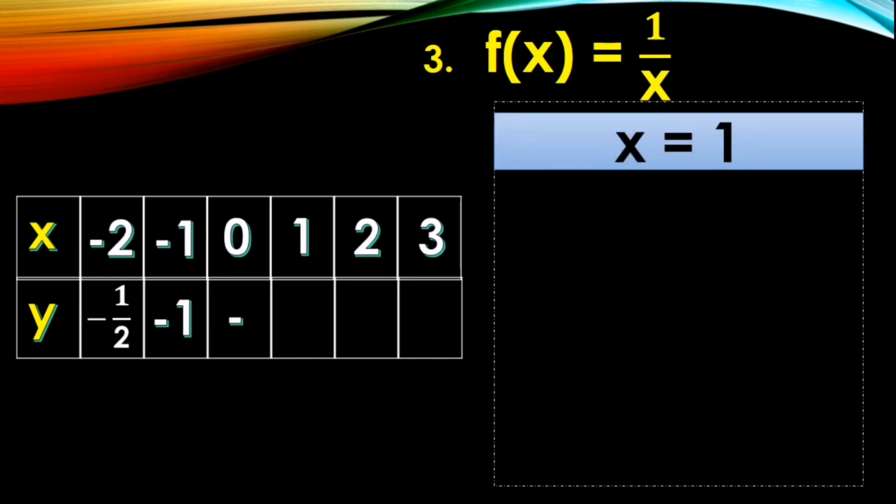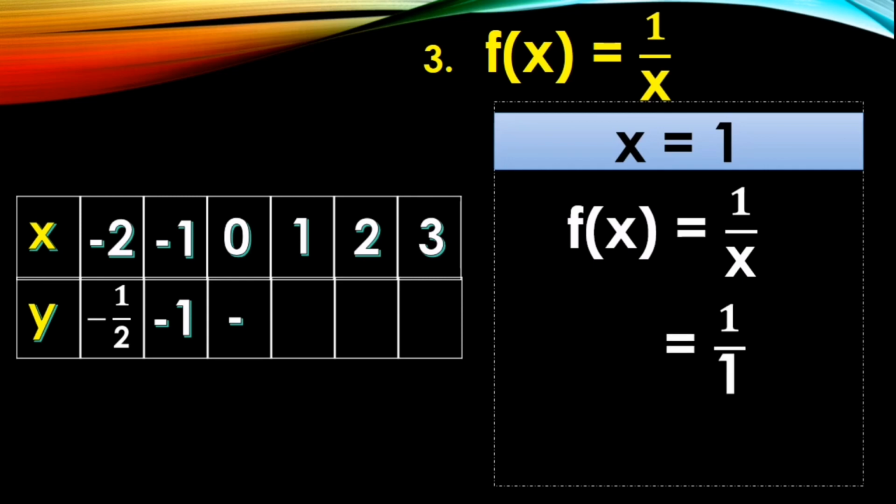This time, what will be the value of y if x is equal to 1? So again, we will copy the function f of x is equal to 1 divided by x, and then substitute the value of x, which is 1. So this will become 1 divided by 1, and 1 divided by 1 is equal to 1. So if x is equal to 1, then y is equal to 1.